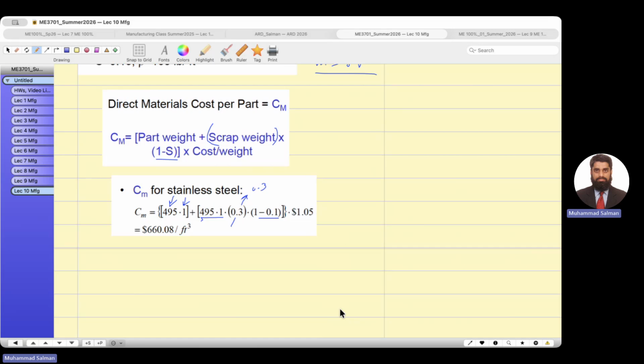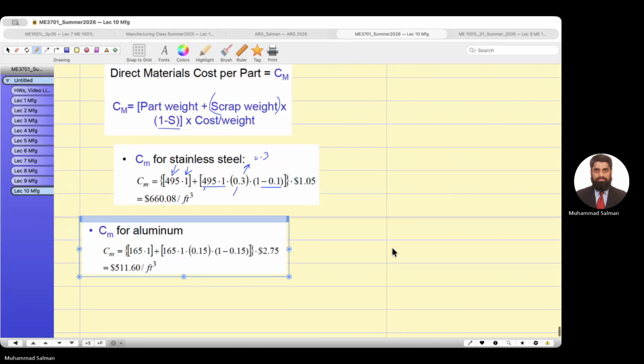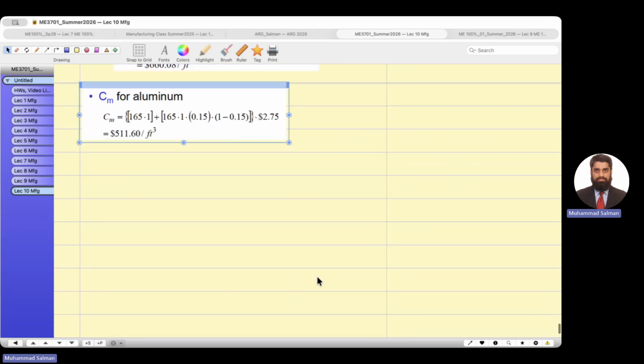So this is the direct material cost for steel and for aluminum, this is about 515, 511 dollars per feet cube. But I will again say, you go home and read these slides again, okay?